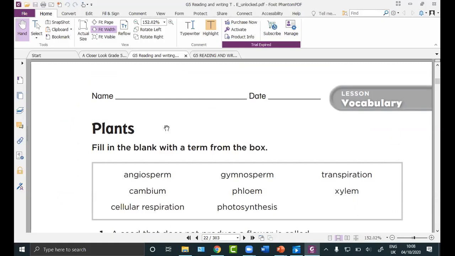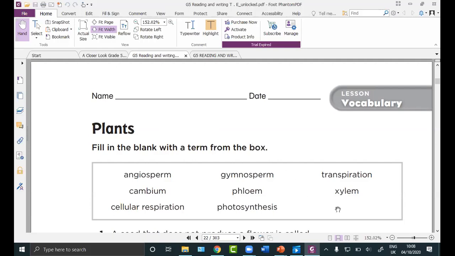Fill in the blank with a term from the box. Number 1, a seed plant that does not produce flowers is called gymnosperm. Excellent. Gymnosperm. Thank you. Lower your hand. When you finish, lower your hand.